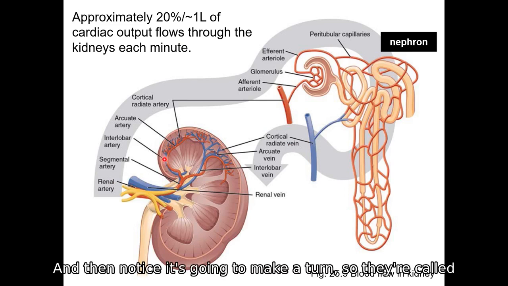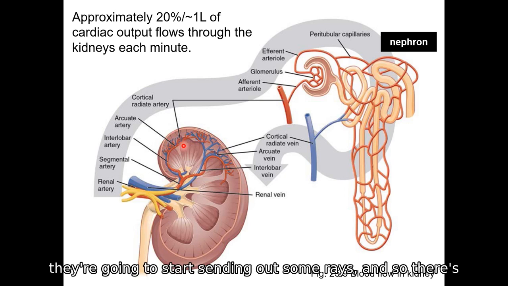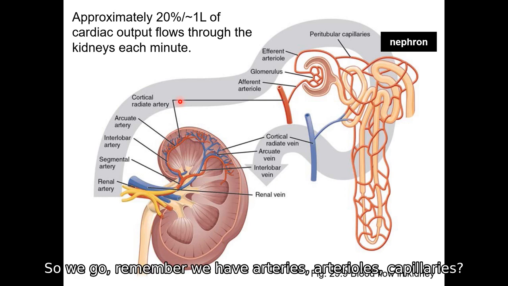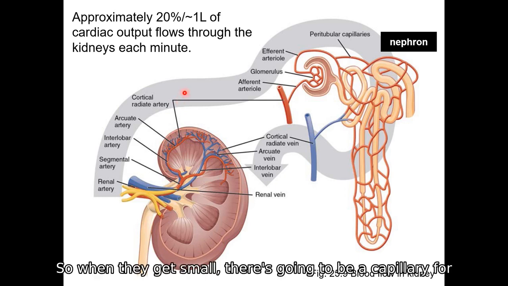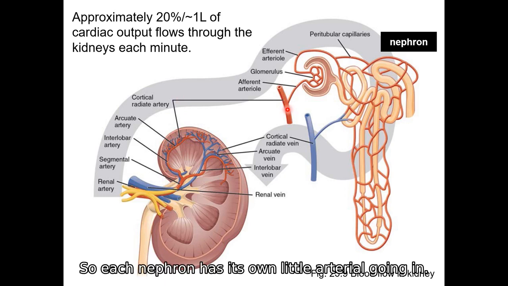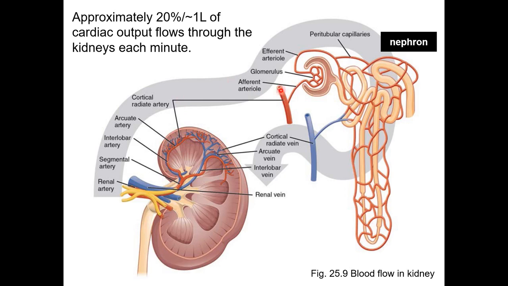And then notice it's going to make a turn, so they're called arcuate arteries, and then they're going to start sending out some rays, and so they're called cortical radiate arteries, and then they're going to get smaller. So we go, remember we have arteries, arterioles, capillaries. So when they get small, there's going to be a capillary for each of our filtration units. So each nephron has its own little arteriole going in. If it's an arteriole going into something, it's an afferent arteriole.